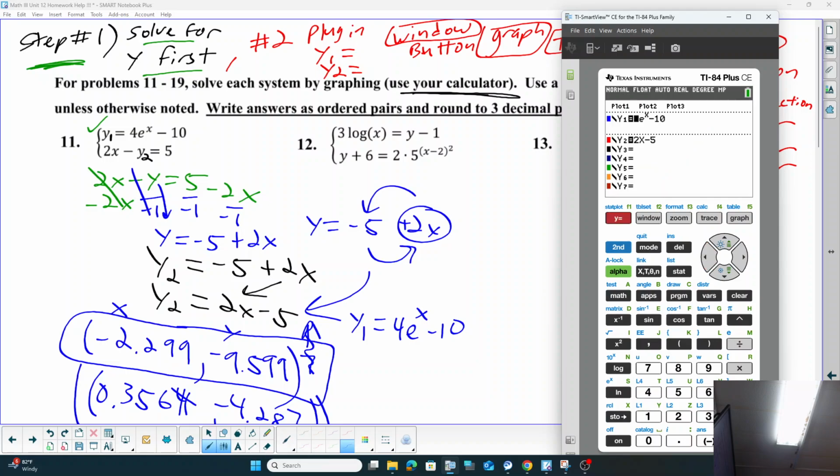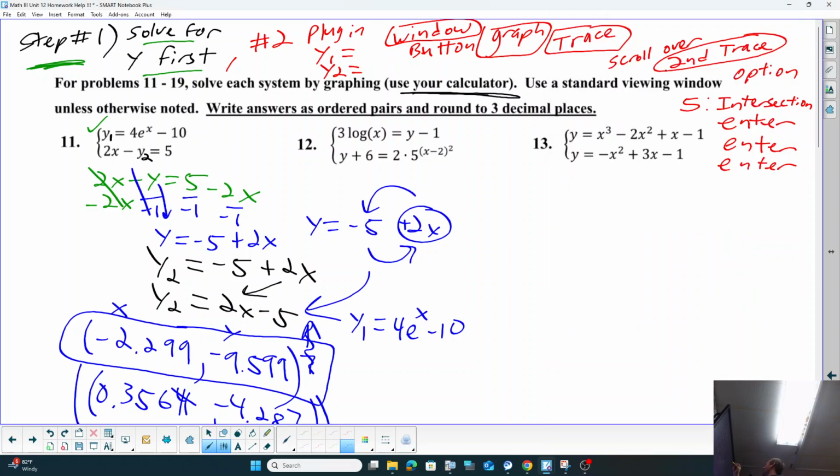So we're going to go to y equals. There's our graph already for number 11. So we graphed it in there, right? We went 4, second, e to the x power, right arrow, minus 10. And then we went 2x minus 5, and we graphed it. And then I went to my window, right? So first solve for y, then you plug in your y1 and y2, your equations.